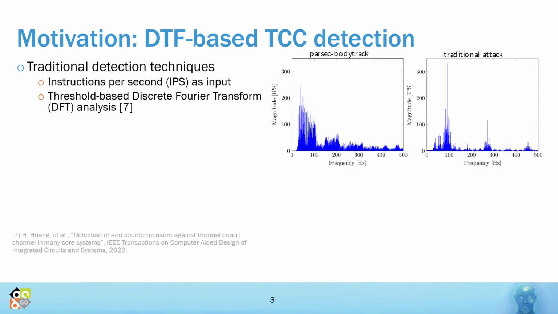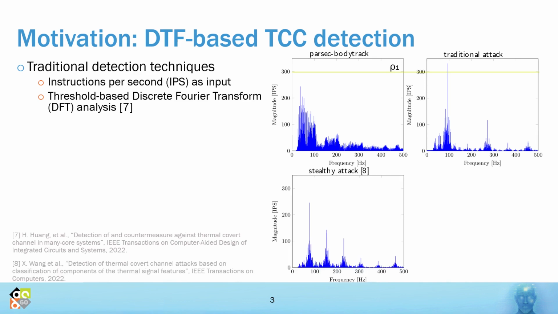Here, in the figure, we can see the DFT spectrums of the core IPS for two applications. The one on the left belongs to a regular benchmark application, and the one on the right comes from a traditional attack. To differentiate between the attacker and the normal application, one could use a simple threshold heuristic. By setting a threshold of 300, marked here as row 1, one can detect the attacker since it has components with a magnitude higher than this value, while the normal application does not.